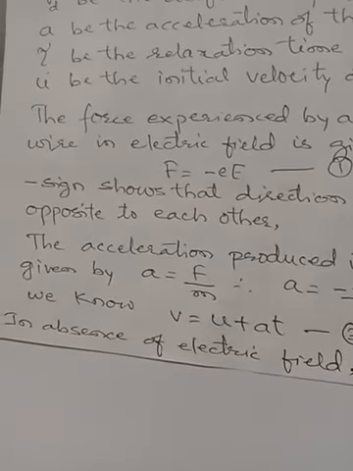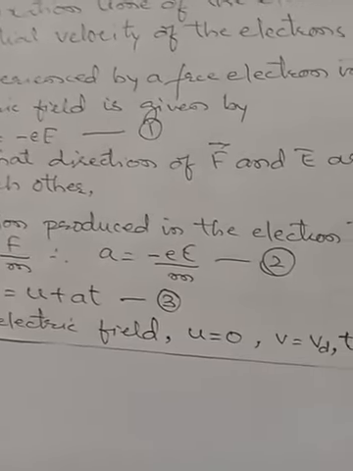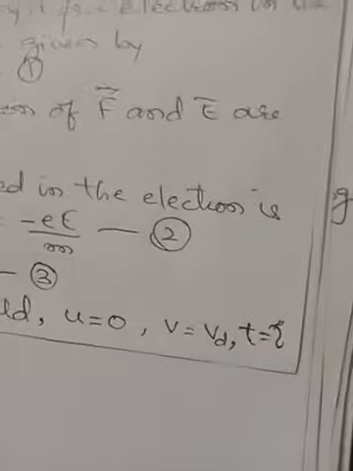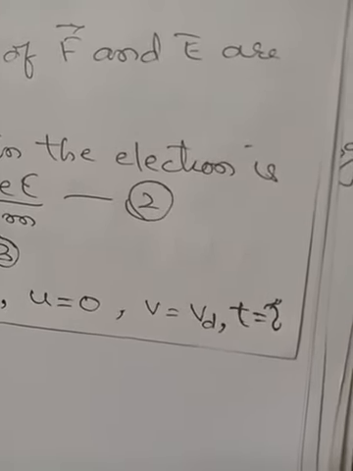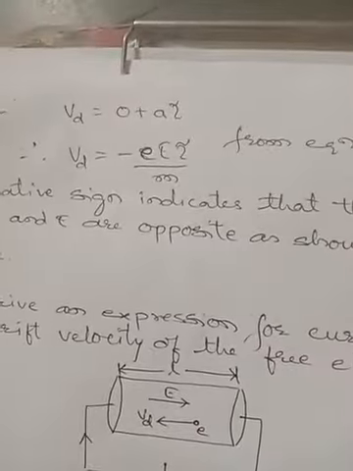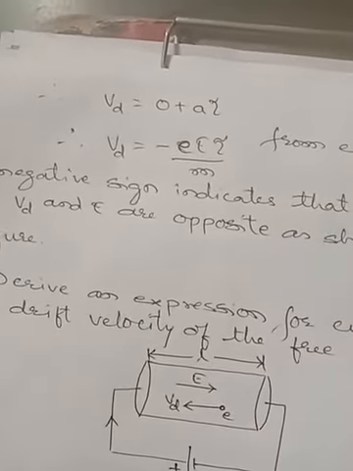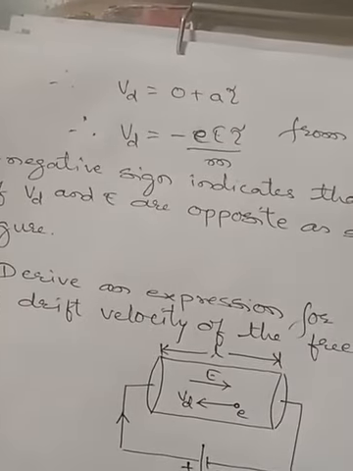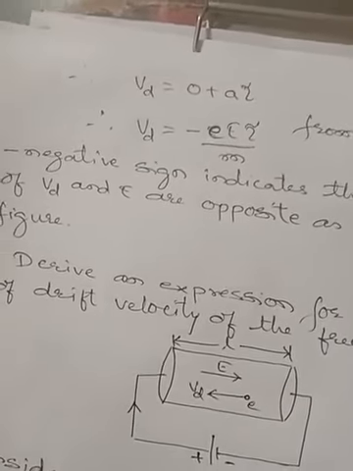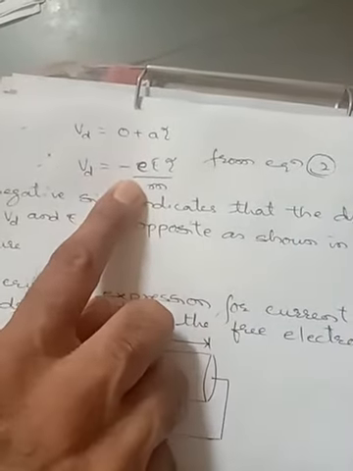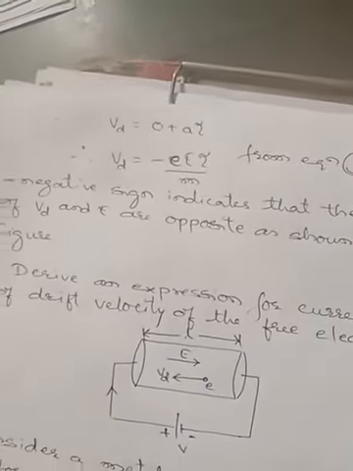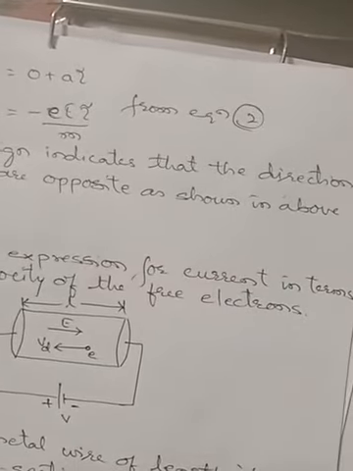After this, you have to consider that initial velocity u is equal to 0 and final velocity v is equal to Vd, and time is represented by tau. Substituting these three values in equation 3, we will get Vd is equal to a into tau. So substitute the value of a, which is minus eE by m, into tau. The a value we already know from equation 2. So negative sign indicates that the direction of Vd and E are opposite as shown in the above figure.